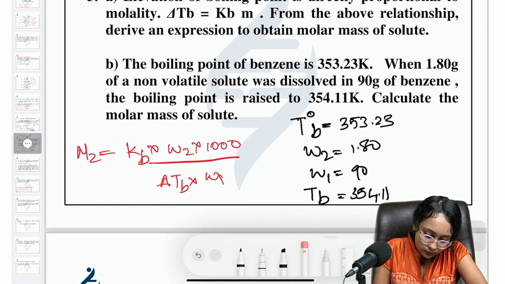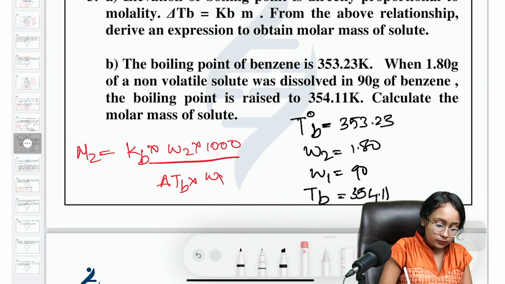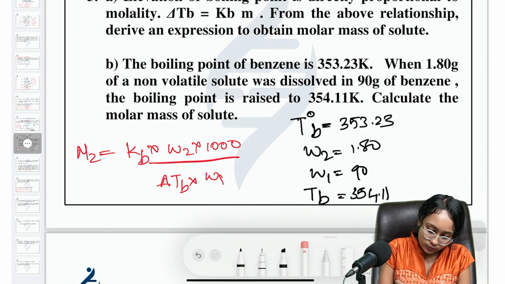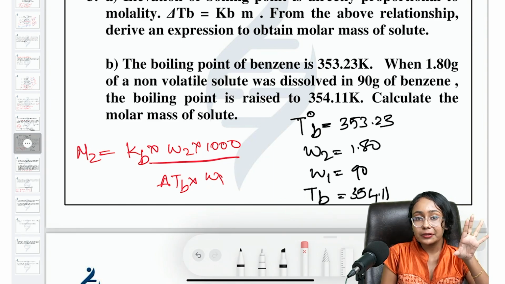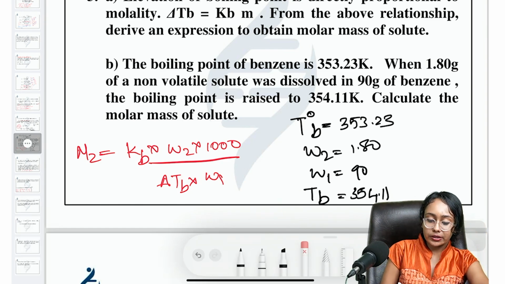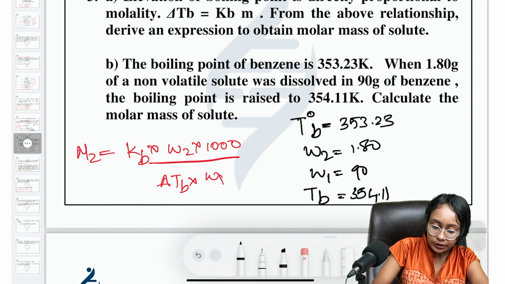KB, calculate the molar mass of the solute, right? So, KB for the equation, the boiling point of benzene is 353 point, T naught B is given. So I've missed the part of KB in the question. So just note the question, KB equal to 2.53, okay?